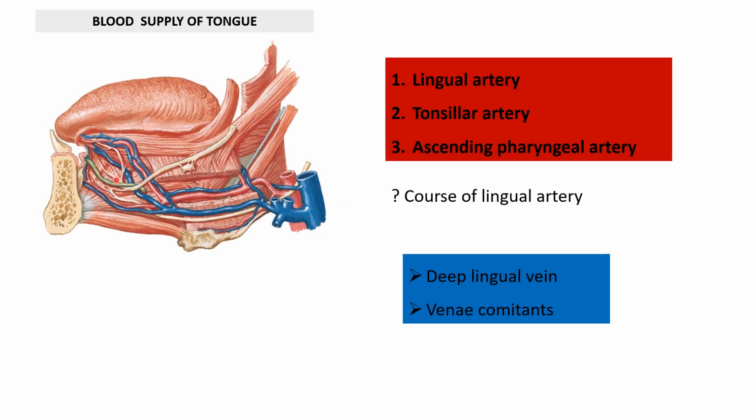Next is venous drainage from the tongue. Remember, we have a vein called the deep lingual vein, that is corresponding to the deep lingual artery. Corresponding to that, we have a deep lingual vein, but different venae comitantes are draining to the deep lingual vein. All these venae comitantes and this deep lingual vein will be joining the internal jugular vein. This is the termination of the lingual vein, that is deep lingual vein, into the internal jugular vein.